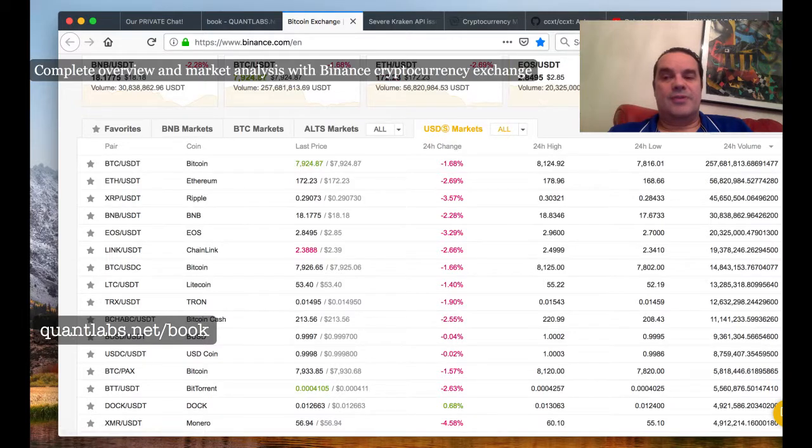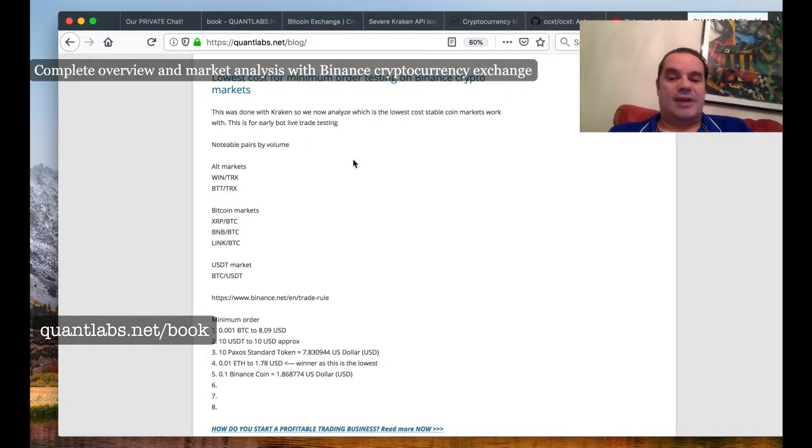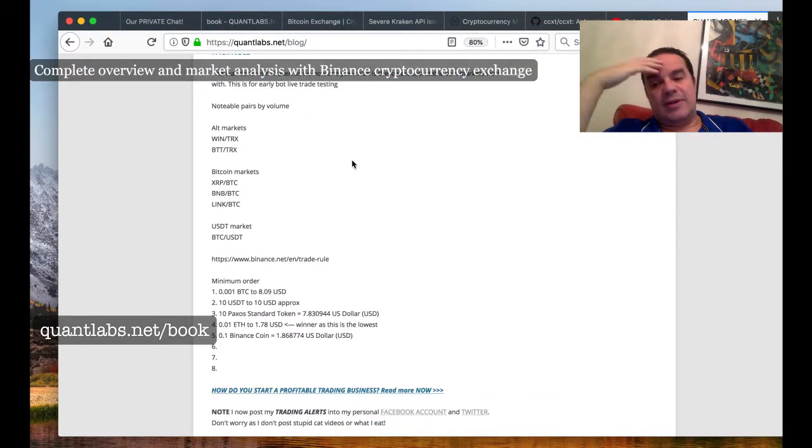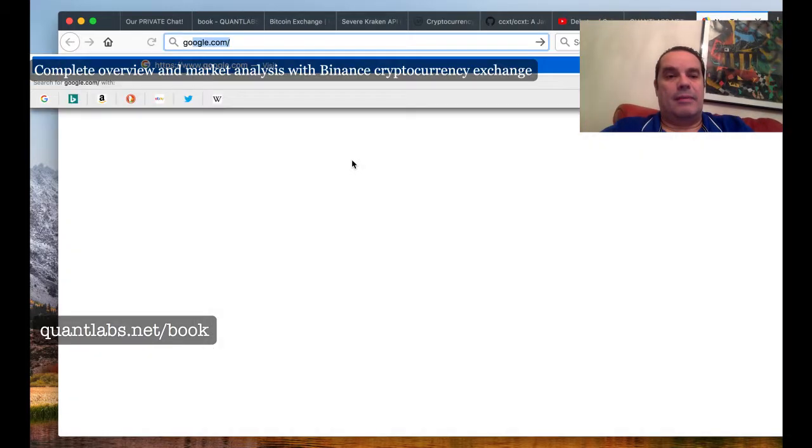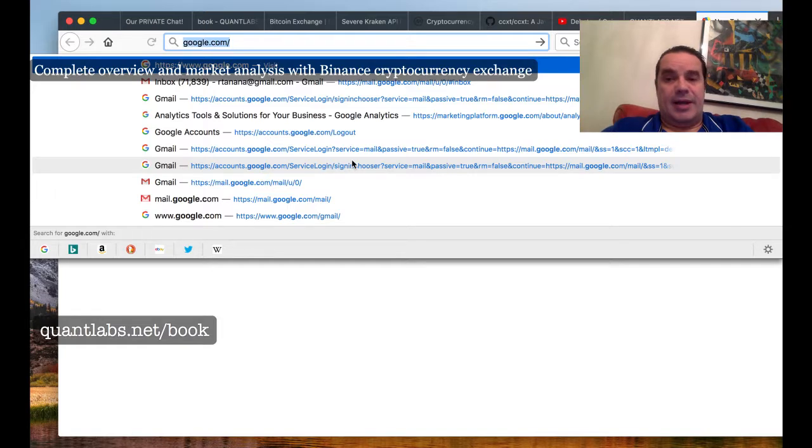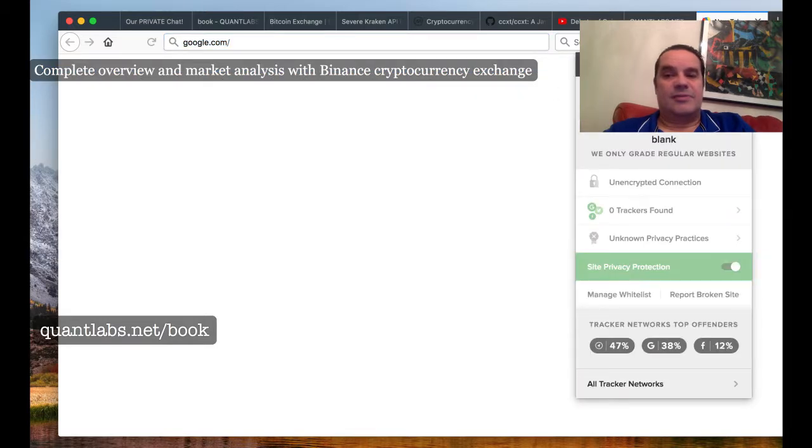So knowing that, you've got to decide 2 things. When you're testing your bot against live money, you want to choose a minimal account, because there are trading rules on Binance. So let me just, I always like using DuckDuckGo sometimes.